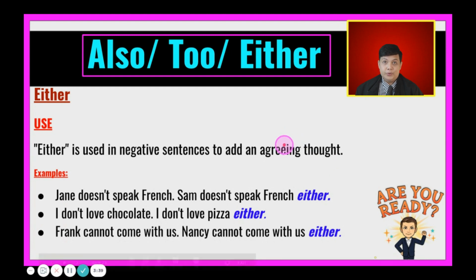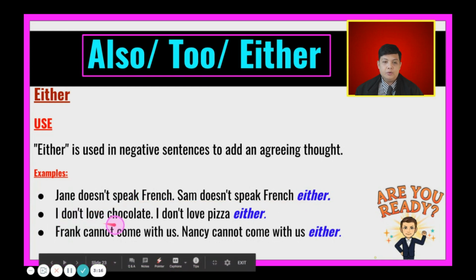Now let's go to either. Either is used in negative sentences to add an agreeing thought, like the following examples. Jane doesn't speak French. Sam doesn't speak French either. I don't love chocolate. I don't love pizza either. Frank cannot come with us. Nancy cannot come with us either.